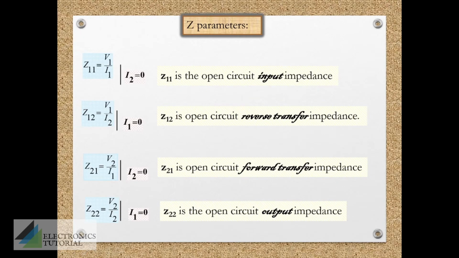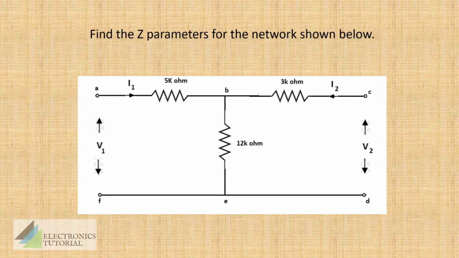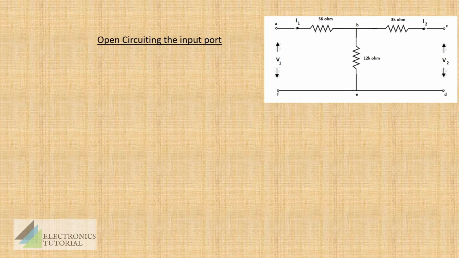Now, we are going to solve a problem so that you'll find it easy to get Z values from a circuit. The question is to find the Z parameters for the network. We now know the procedure for obtaining Z values. In a step-by-step manner, we need to open circuit the input and output ports. We are now moving on to the first step, open circuiting the input port. In this diagram, this will be the input port. We need to open circuit this position.